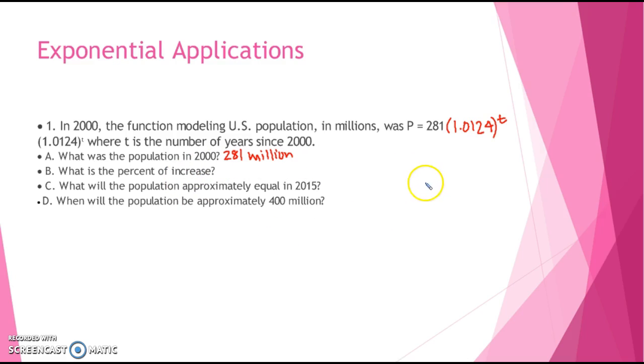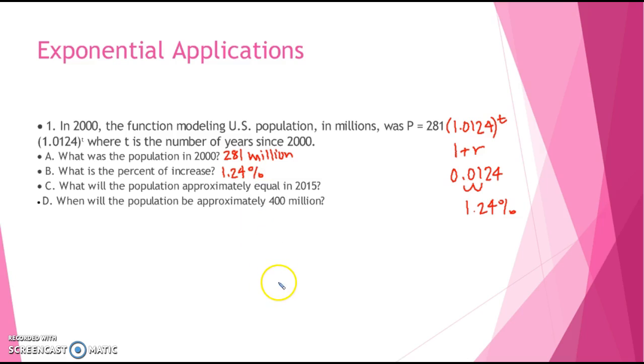Looking for the percent of increase, right? This is increasing, so that means we did 1 plus our rate to get 1.0124. So if I subtract 1, I get a decimal of 0.0124, so that's my rate. I move it over 2 to get my percent, so it's 1.24%.